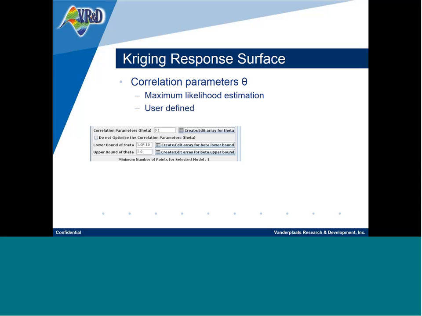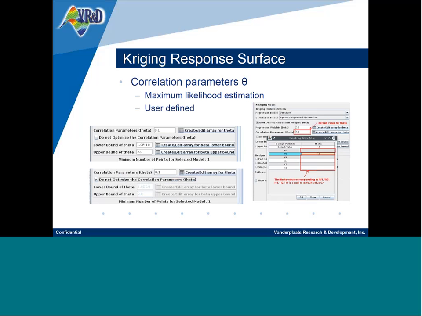And also, if you know the coordination parameters, you can provide the information of the parameters by checking the "do not optimize the coordination parameter" checkbox. Then in this case, the algorithm will skip the maximal likelihood estimation and just use the theta value you provide to predict the value using the Kriging model.